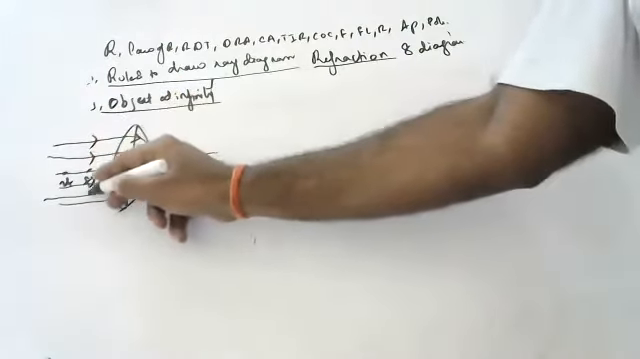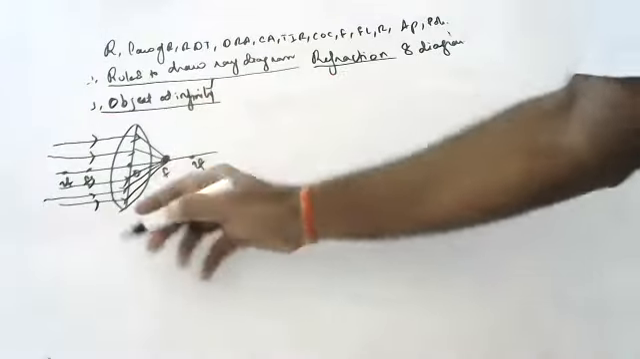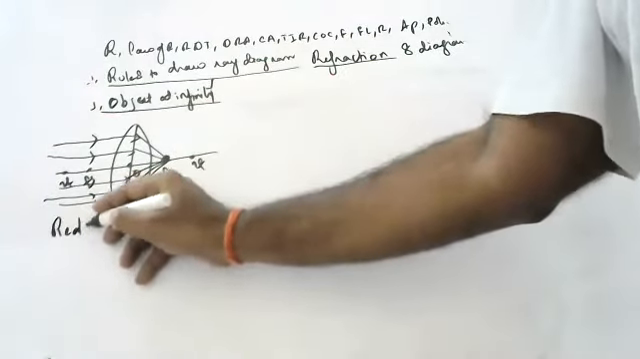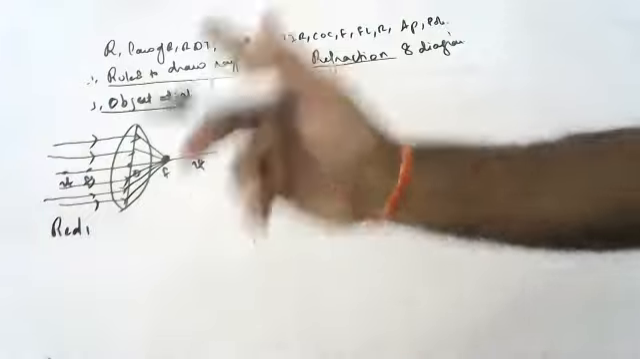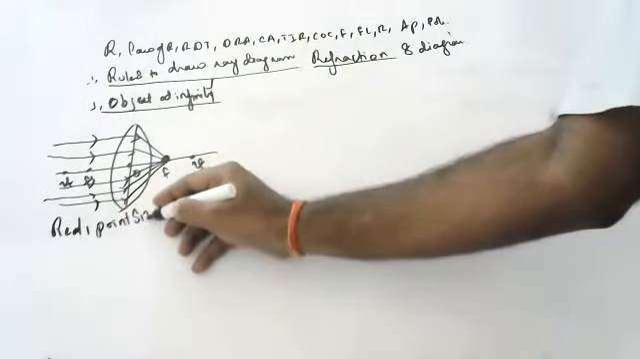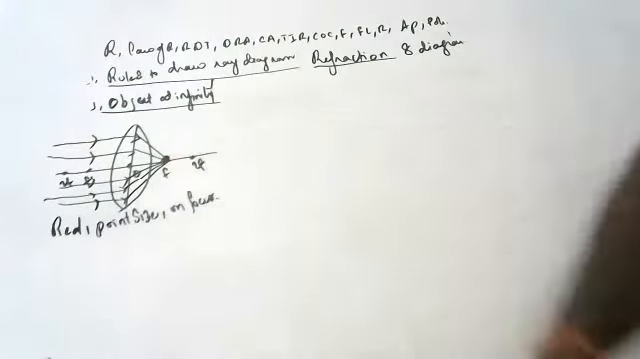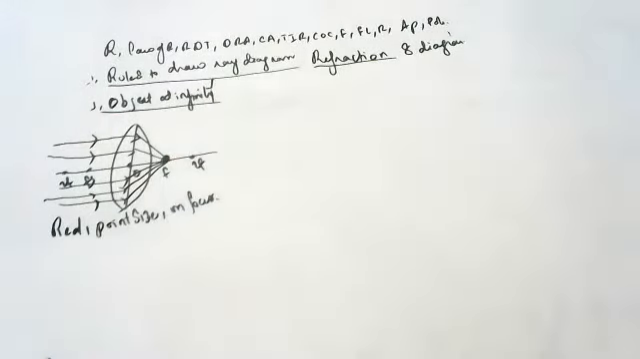Okay, children. Every diagram will have a heading, a diagram, and characters. What are the characters here, children? It is a real image. Real image means we can see it; it will form on the screen. It is point size, it looks like a dot. Where is it forming? On F. Real, point size, on F.